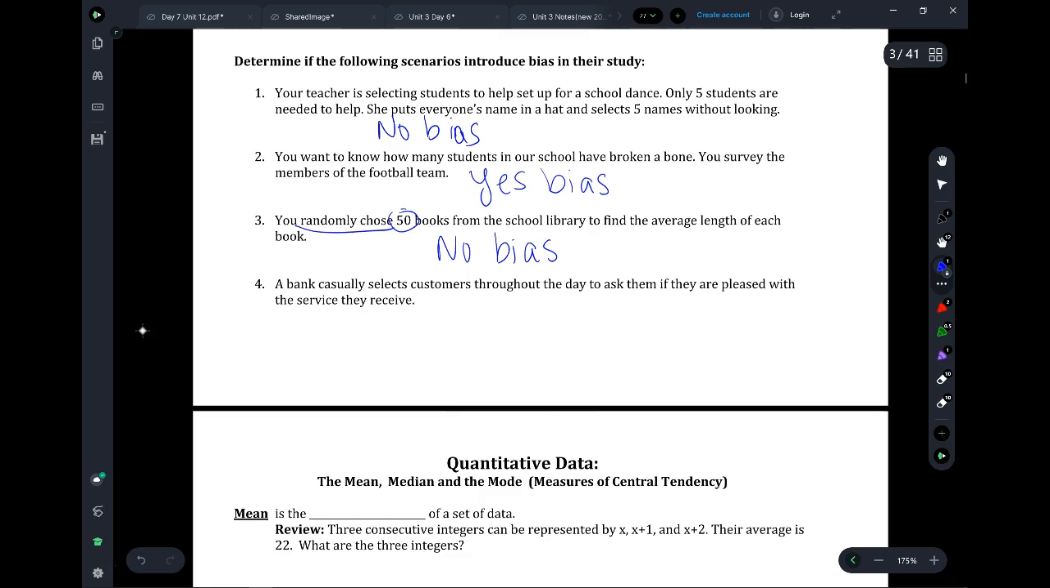And last but not least, a bank casually selects customers throughout the day to ask them if they are pleased with the service they receive. The fact that they're casually selecting people and not randomly selecting people, and they're specifically asking if they're pleased with the service, they're probably only going to casually ask the people that they know are happy customers, so we're going to say that there's definitely bias on that one.